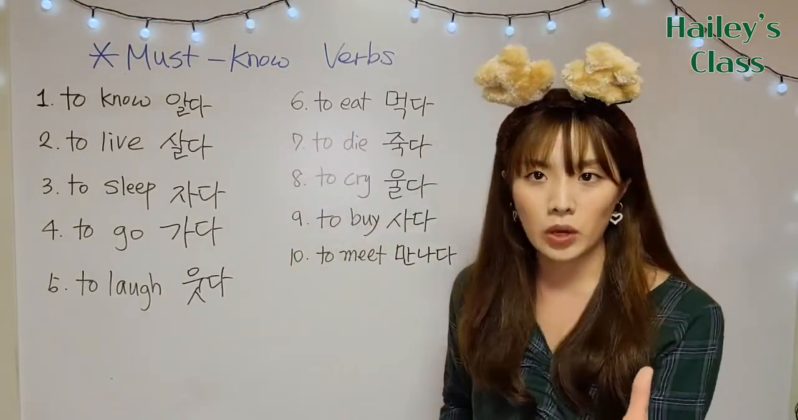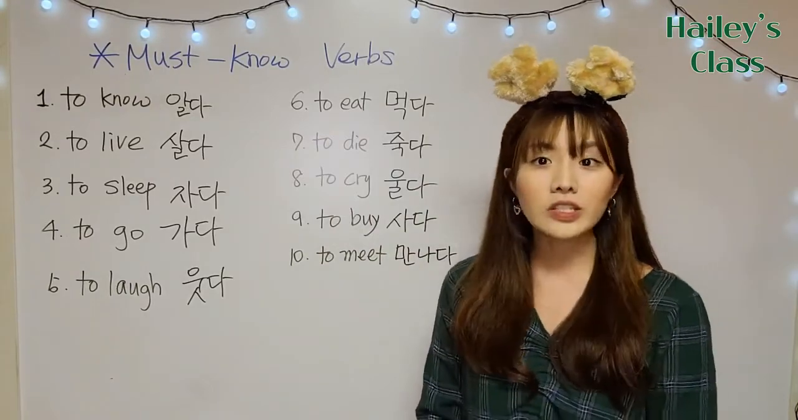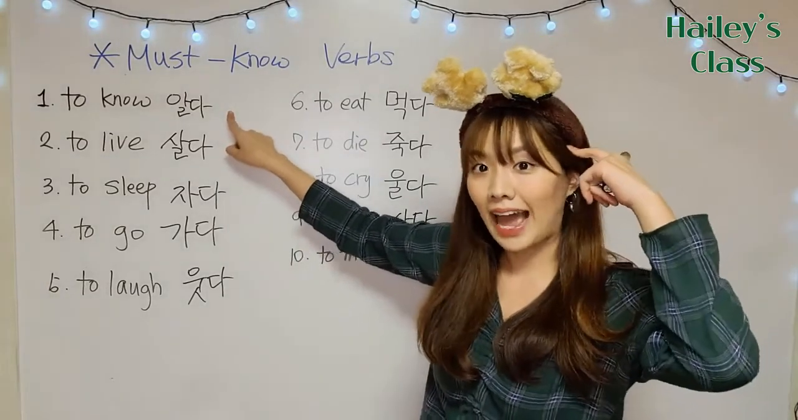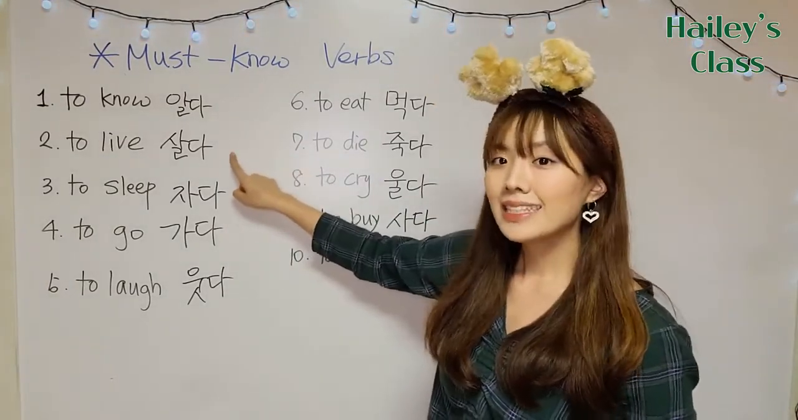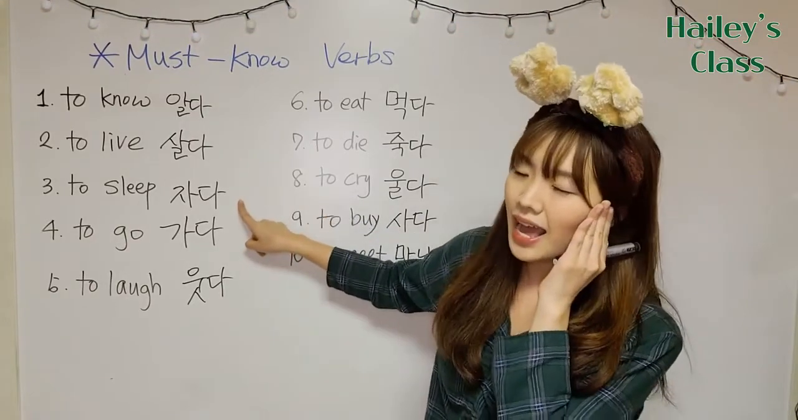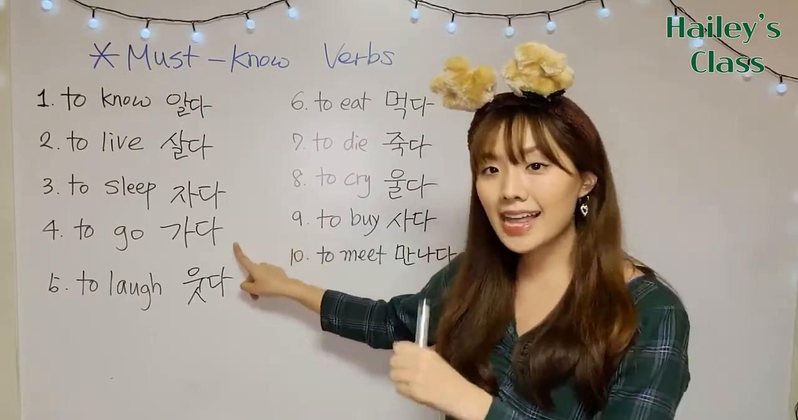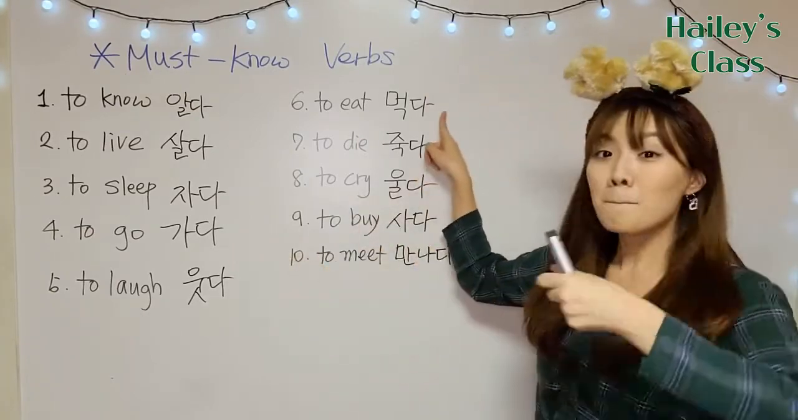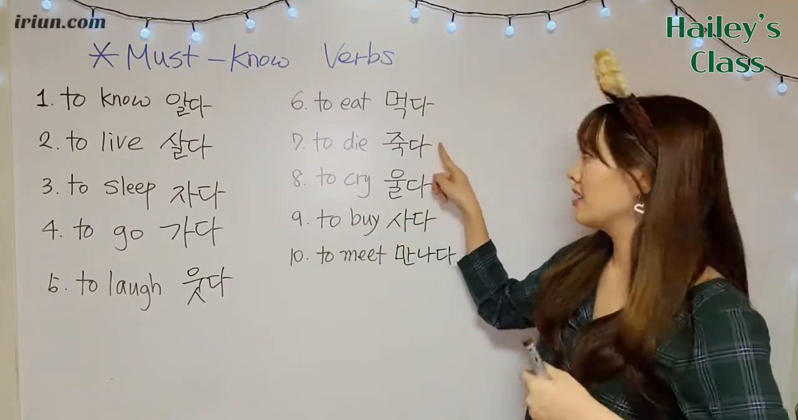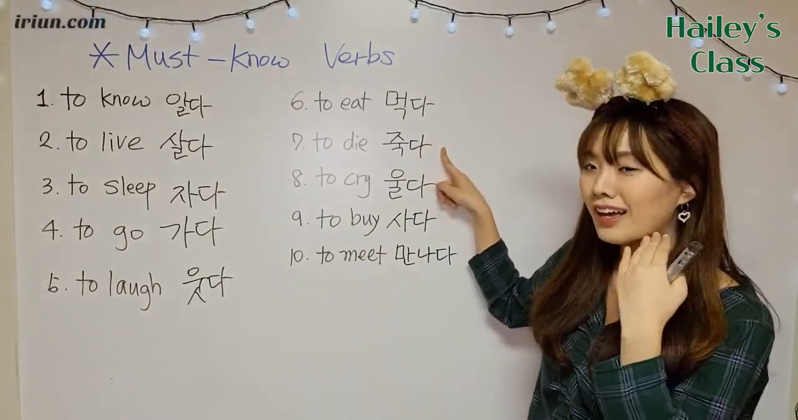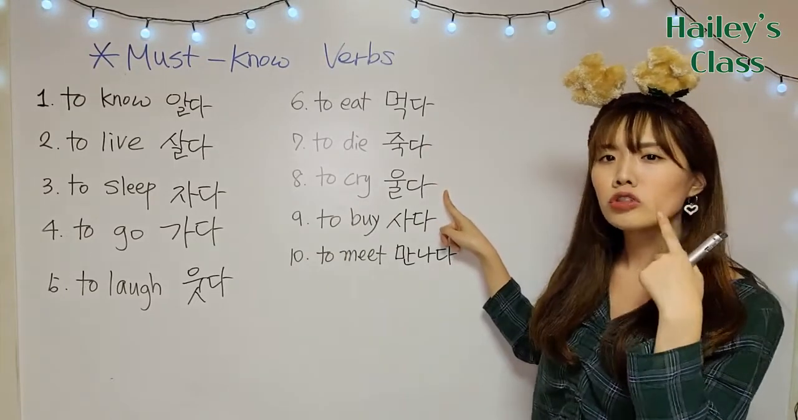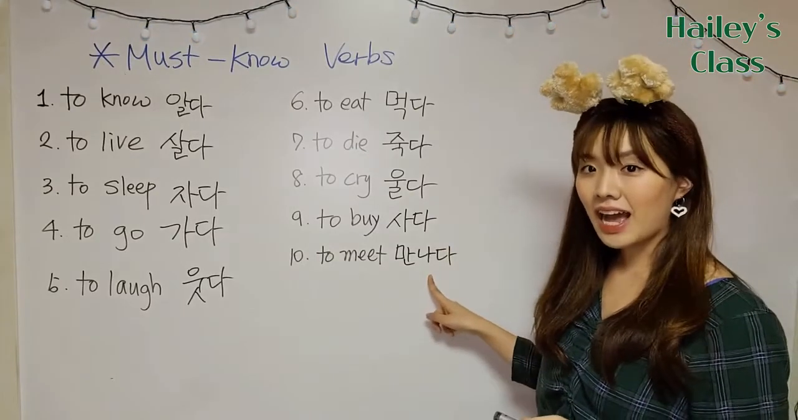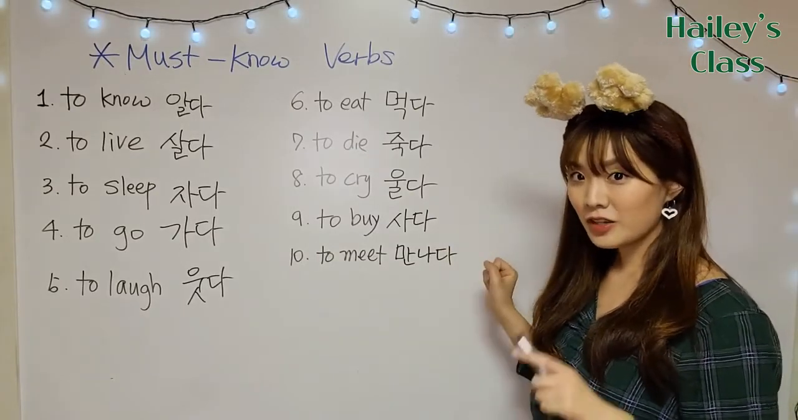You have to say it, okay? Let's do this together. 알다, 알다, 살다, 살다, 자다, 자다, 가다, 가다, 웃다, 웃다, 먹다, 먹다, 죽다, 죽다, 울다, 울다, 사다, 사다, 만나다, 만나다. Got it? You follow this?